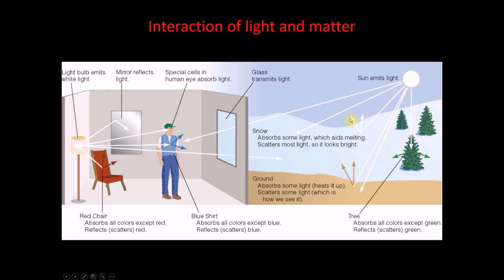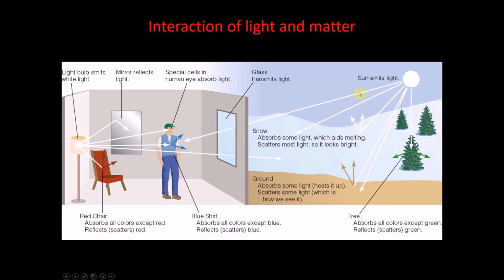The sun emits light. As it hits the white snow, it will reflect this light back. This is often referred to as albedo. The snow is referred to as having a high albedo, and the ground here as low. The ground will absorb radiation and heat up, whereas the snow will reflect radiation back into space.